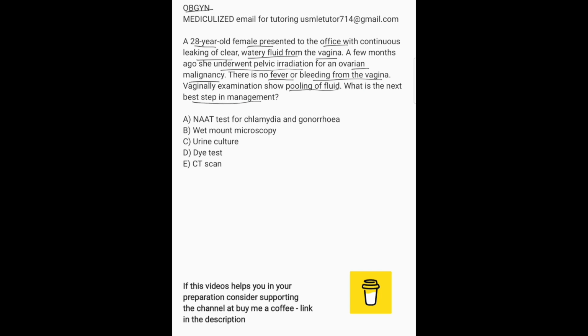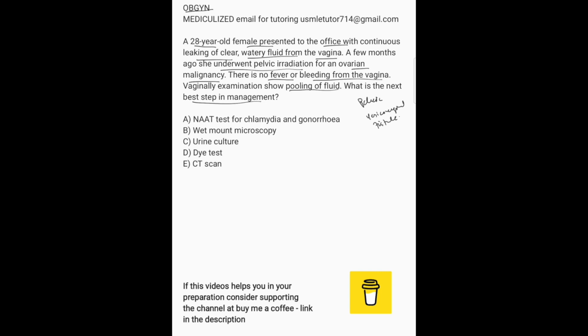So let's go over that. There is a risk factor here, pelvic irradiation, for vesicovaginal fistula. So this is definitely vesicovaginal fistula. The patient is going to present with clear vaginal discharge, day and night, and that watery discharge is actually just urine.